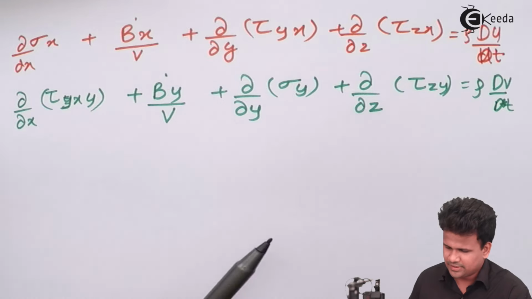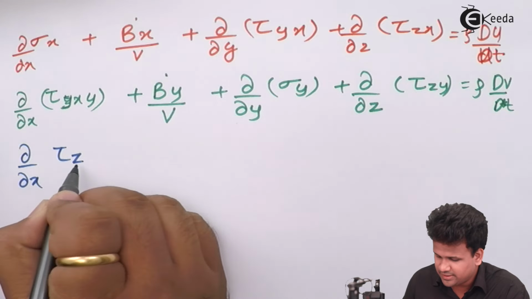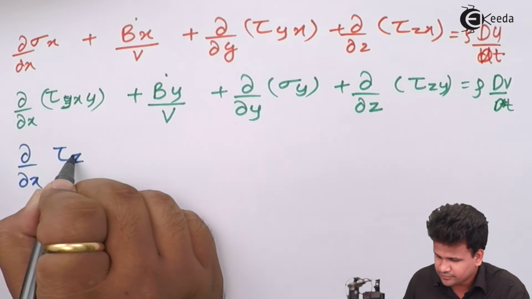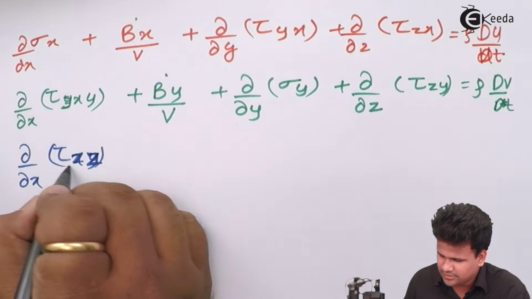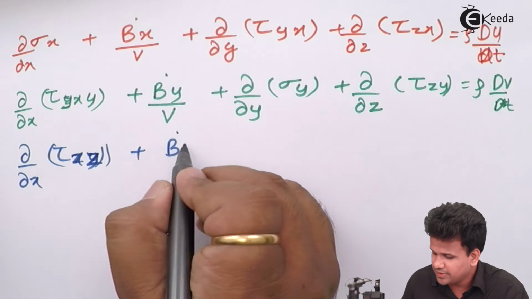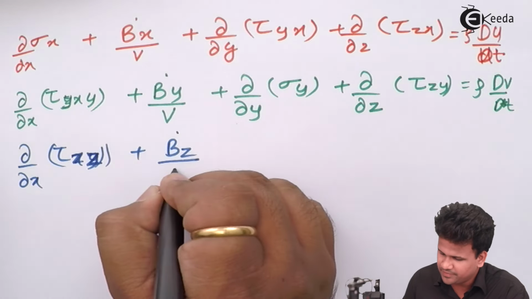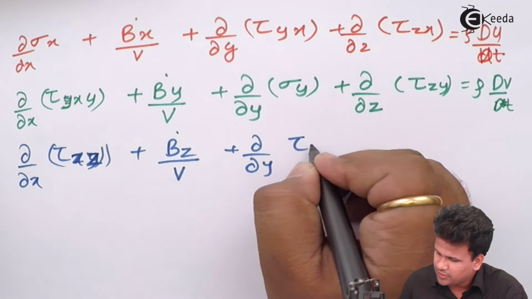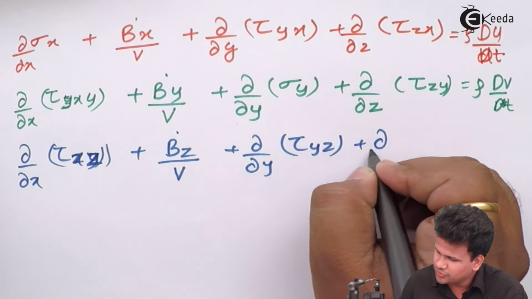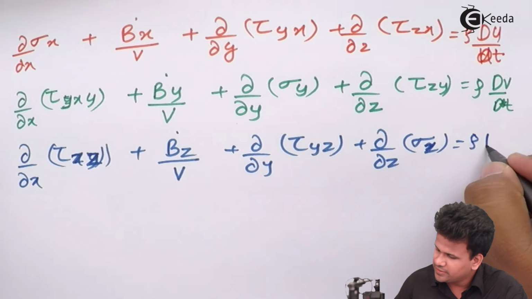And lastly we have ∂/∂x of tau of x plane z direction, plus body force per unit mass per unit volume, plus ∂/∂y of tau of y plane z direction, plus ∂/∂z of sigma z, which equals rho into Dw/Dt.